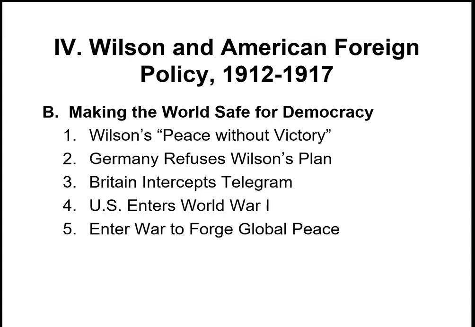On February 1st, Germany stated that it would attack any ship that attempted to bypass its blockade of Great Britain, and Wilson responded by arming all of our merchant ships. On February 24th, the British intercepted a telegram to the Mexican government from Arthur Zimmermann, the German foreign minister, in which he offered Mexico an alliance against the United States and promised to return Texas, New Mexico, and Arizona to Mexico if the Central Powers won.